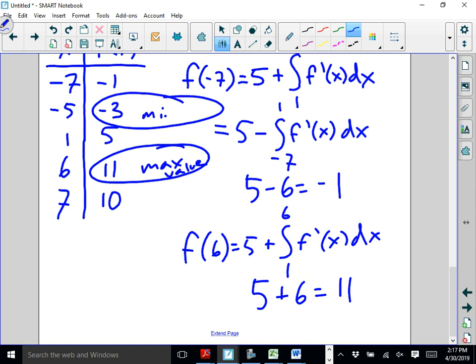So that combines an f prime graph with some initial condition integration stuff that we're used to. Right? So they love to combine different topics into one free response question.